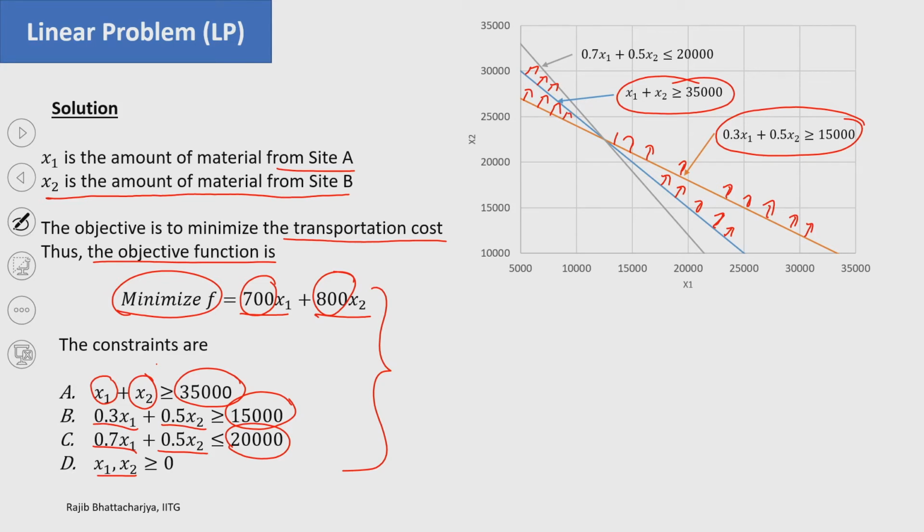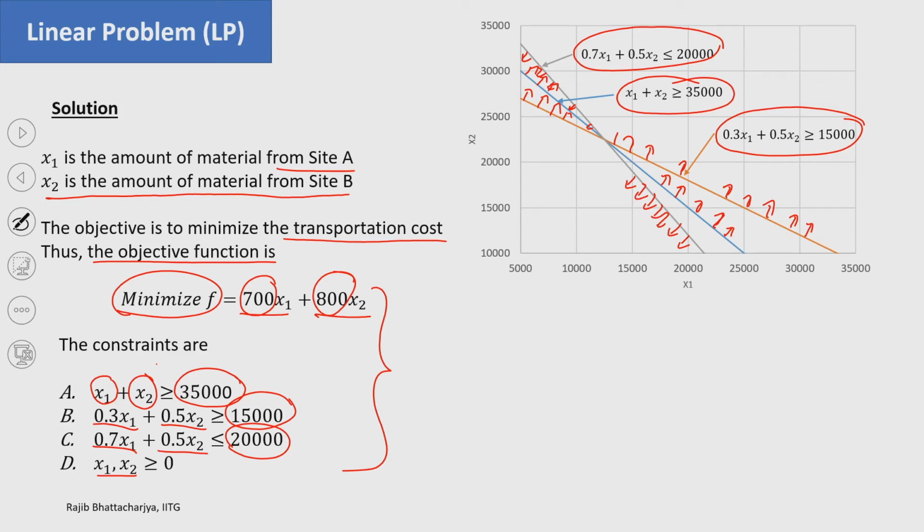And the third one is the third constraint, 0.7 x 1 plus 0.5 x 2 less than 20,000. So, therefore, this is the feasible side. That means the solution should be on this side. So, you just see that whatever solution I get, that solution should satisfy all these three constraints.